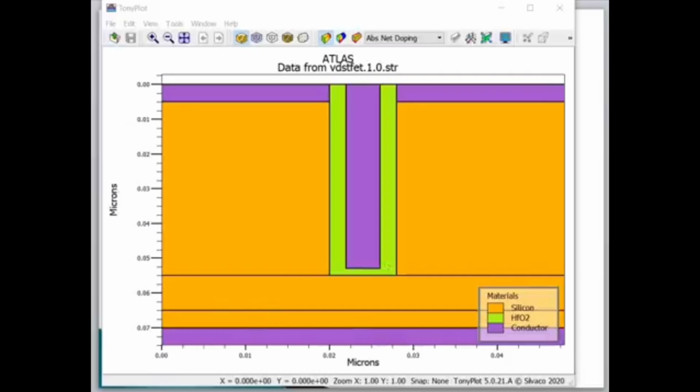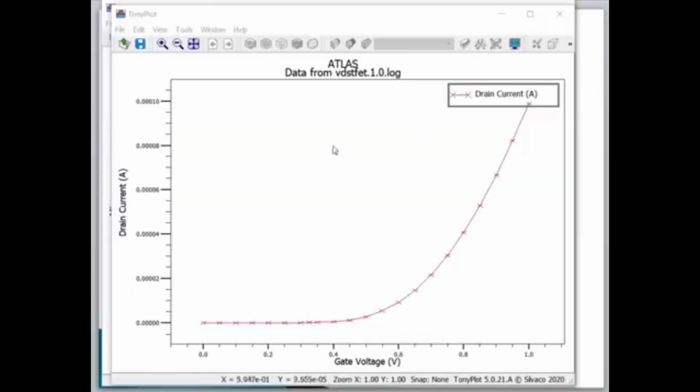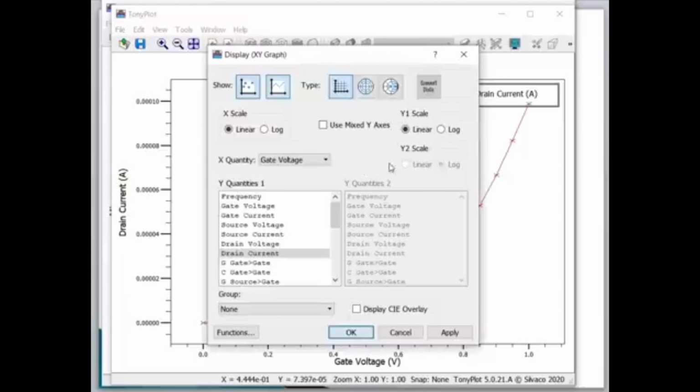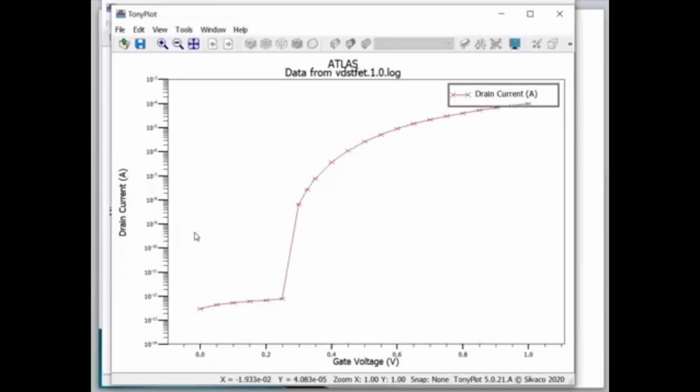One more is the log file. This is the log file in the linear form. You can change it to the log form: right click on it, display, and select the y-axis scale as log. Now the y-axis is in log form, 10 raised to power minus 13 to 10 raised to power minus 3. The value of the on current is higher than 10 raised to power minus 4.